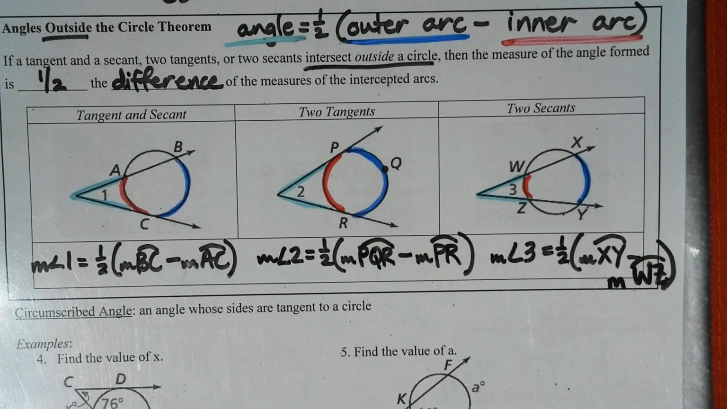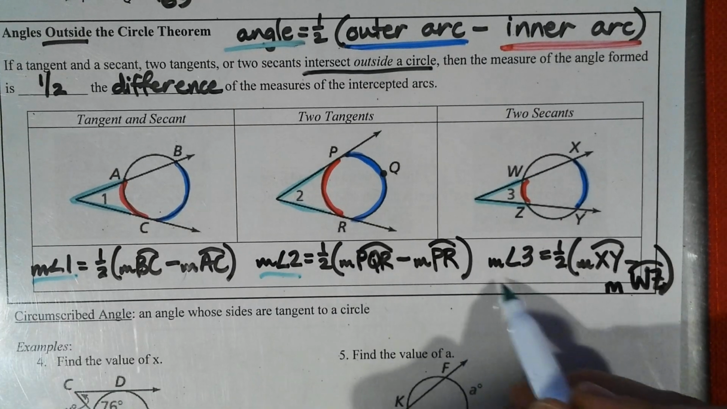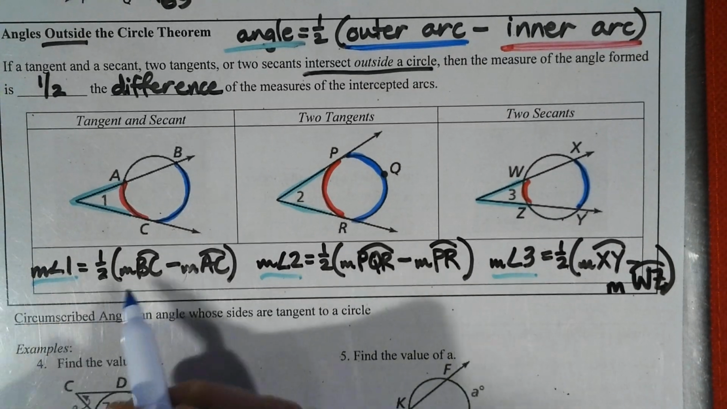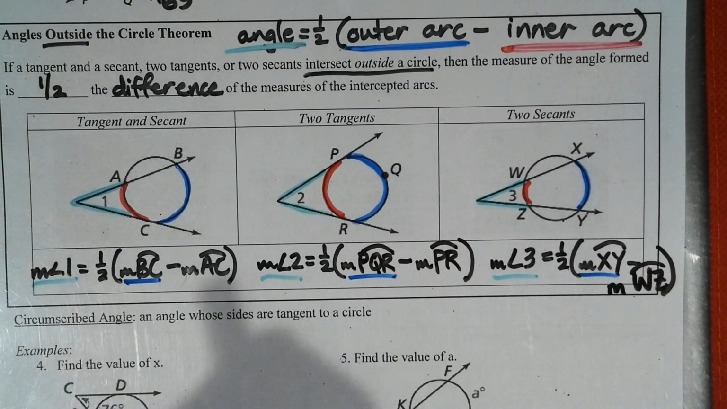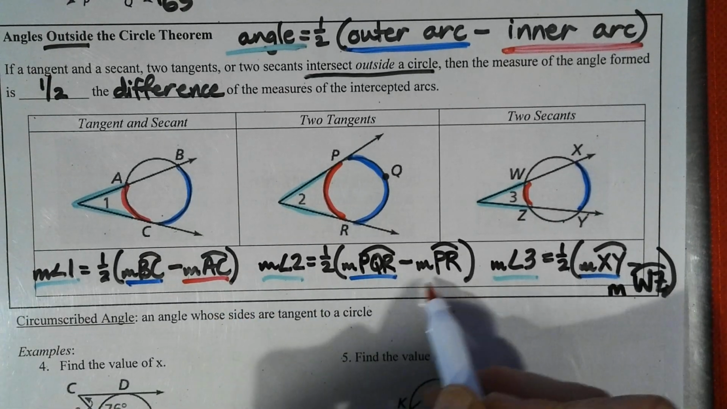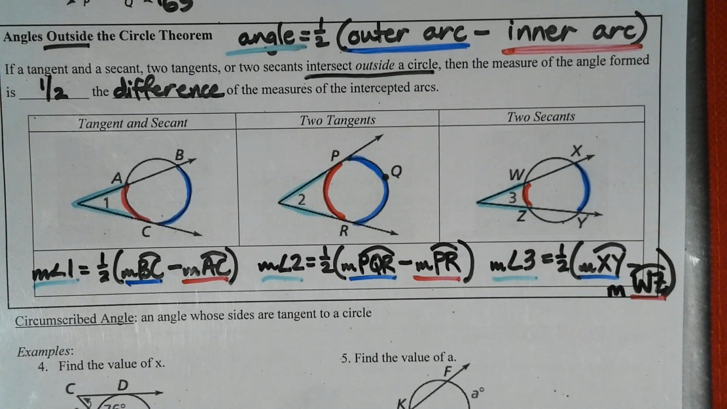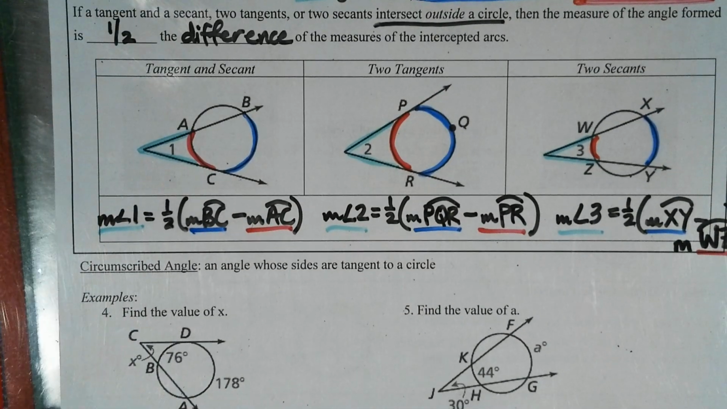Again, I'm just going to throw in a little bit of color coding to make this stick. Here's my green. The measure of the arc is green. The major arc comes first, and then the minor arc is subtracted, and it's always the 1/2. So with these notes, you should be able to solve any problem. We have 3 examples here. I'll run through them fairly quickly with you.